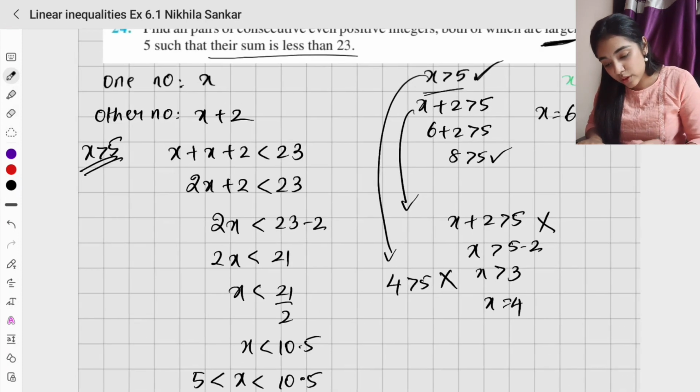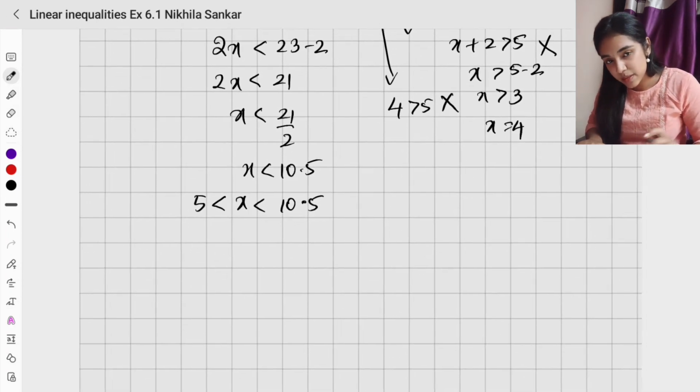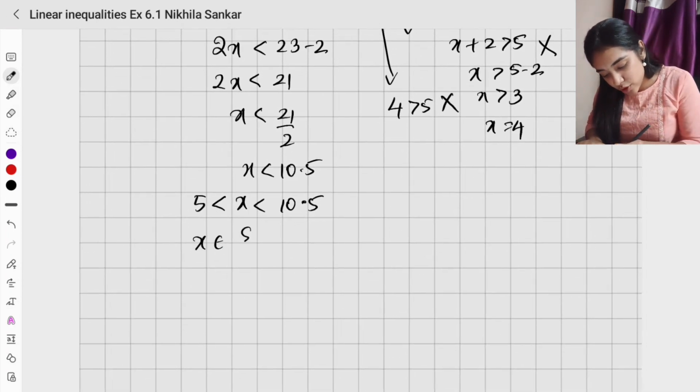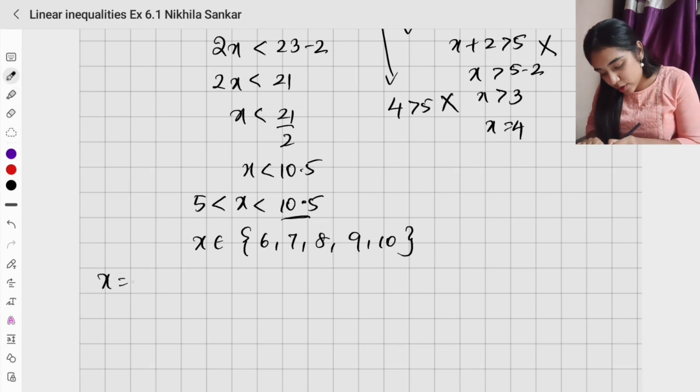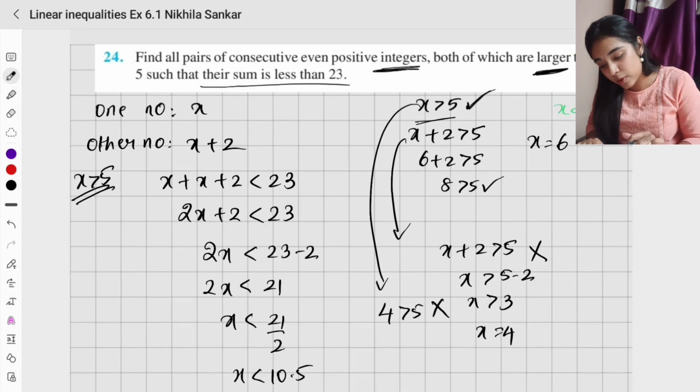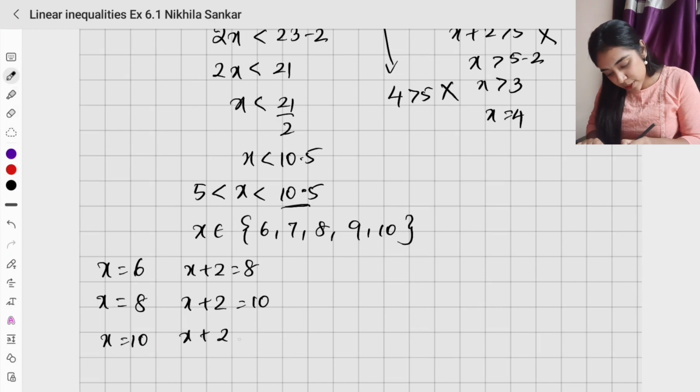So what are all the numbers that are included? We are talking about even positive integers. In real numbers we would take decimal numbers, but here we should not take decimals; we are dealing with integers. So what are all the numbers? The solution set of x is going to be 6, 7, 8, 9, 10, also including 10, because the highest number here is 10.5, so 10 is also included. If the value of x is 6, then x plus 2 is going to be 8. We should not take 7 for x because we are talking about even numbers. So the next value of x is 8, and x plus 2 is going to be 10. When x is equal to 10, x plus 2 equals 12.